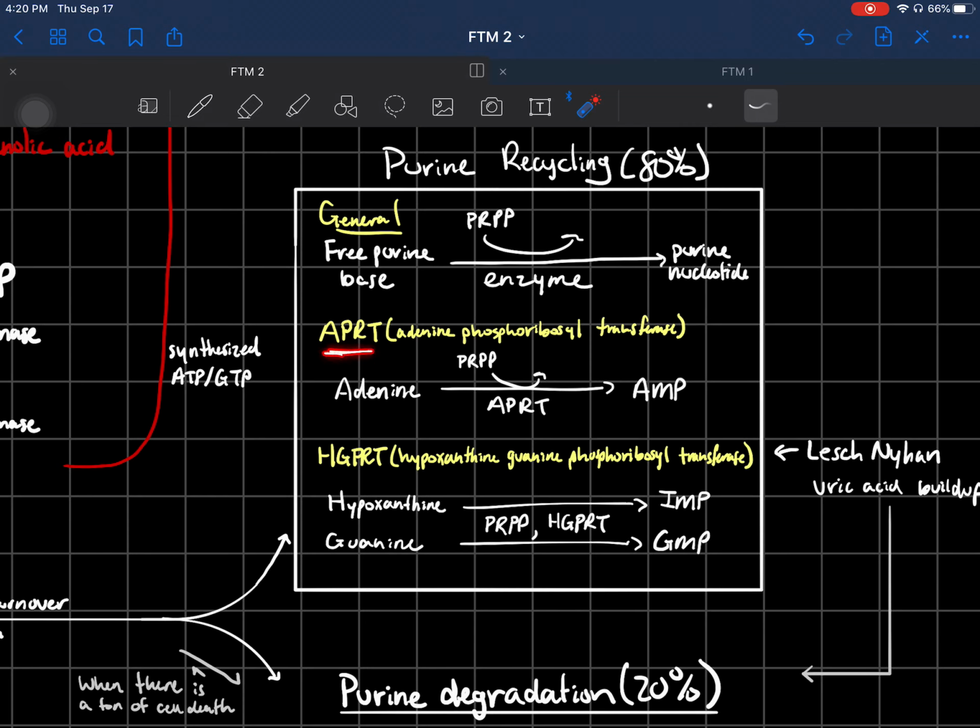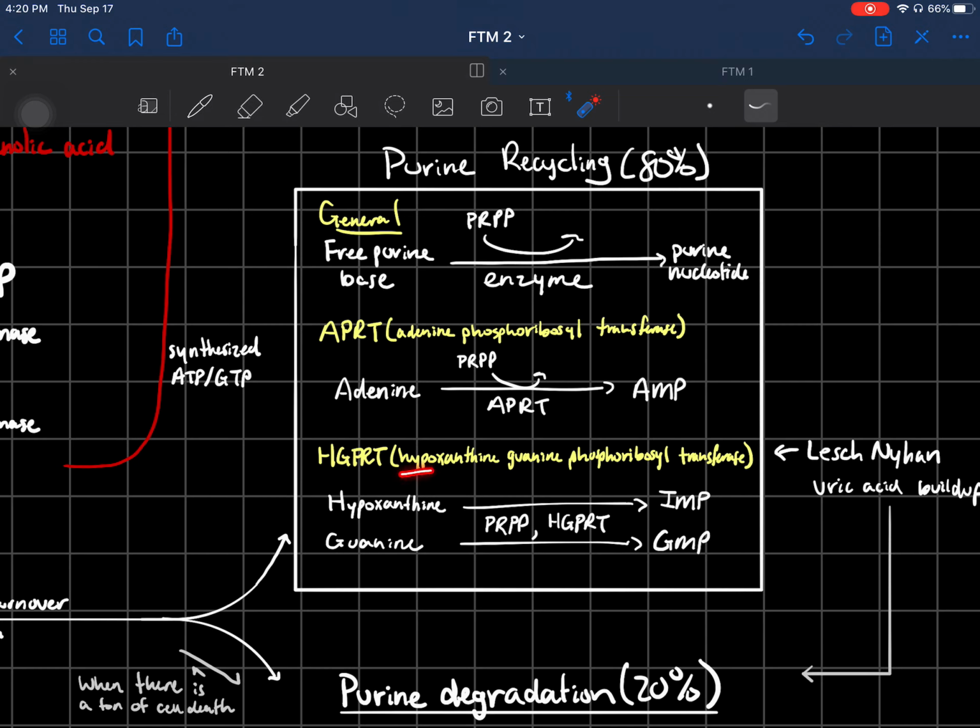Okay, so here we have the APRT, which is the adenine phosphoribosyl transferase. If you think about it, adenine is going to be the base, phospho is going to be you transferring phosphate over, ribosyl is going to be the ribose sugar, right? So you have your adenine, and you're going to transfer a phosphate group as well as a ribose sugar group onto that adenine base and turn it into AMP, adenosine monophosphate, okay?